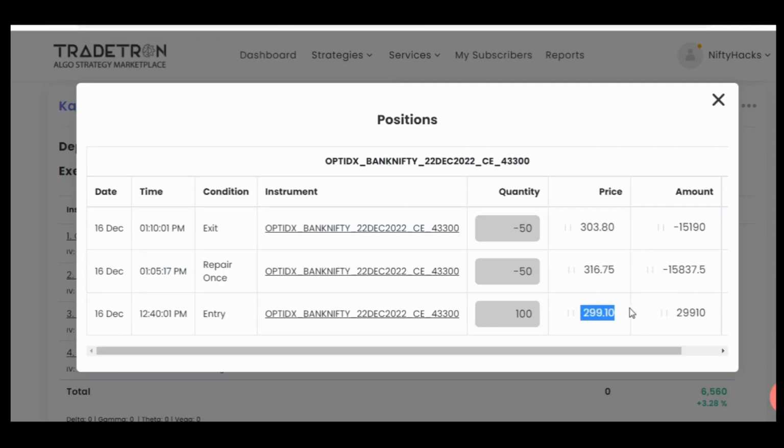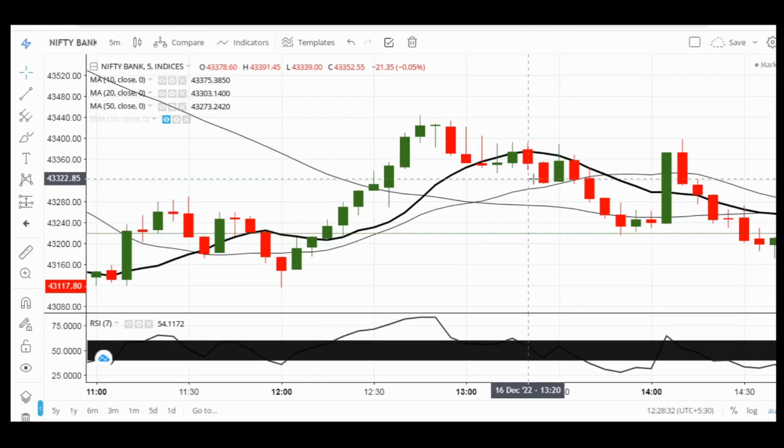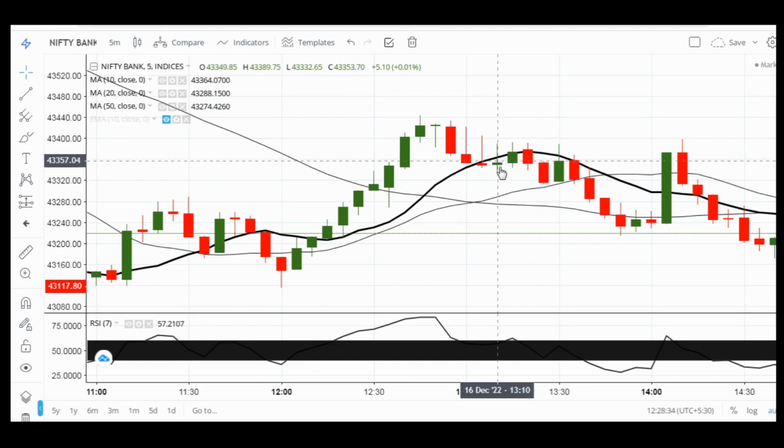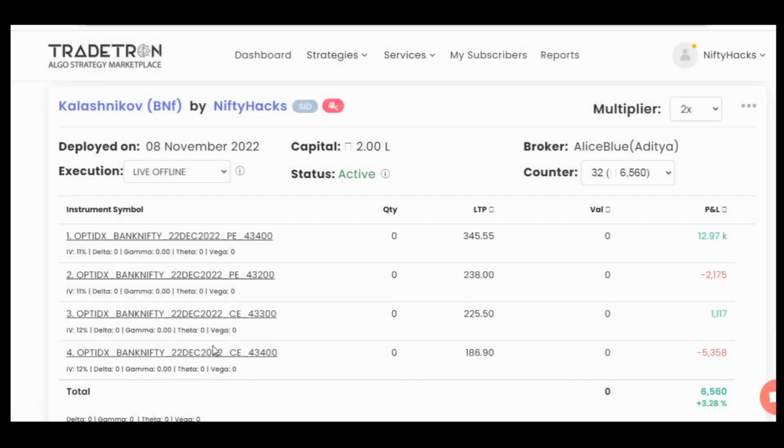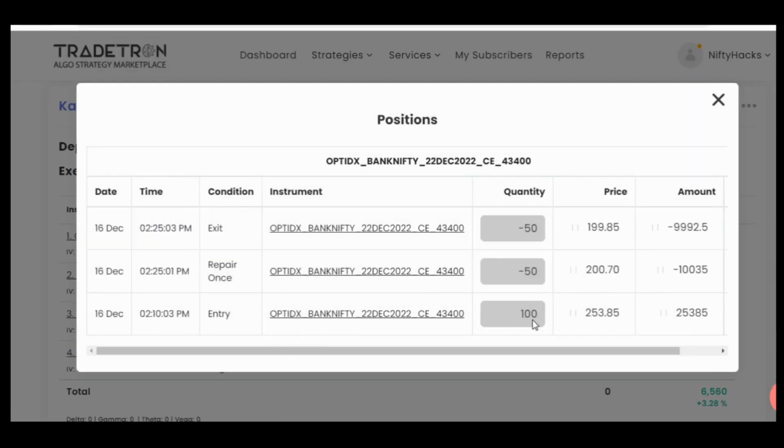So entry at 299, first lot exited at 316, and after that our SL got moved cost to cost and it got hit at 110. So around this level, as price rose, it moved below SMA 10. I think after that also we got a trade at 210.